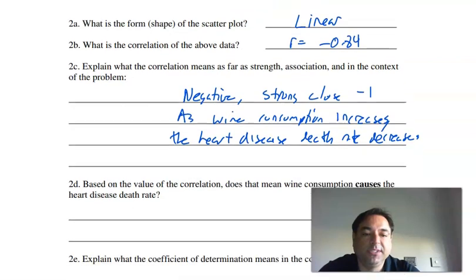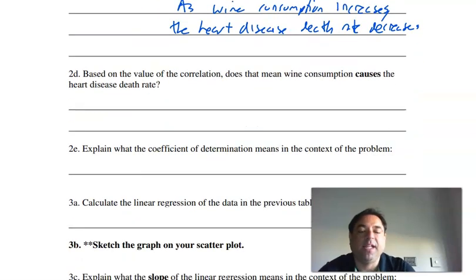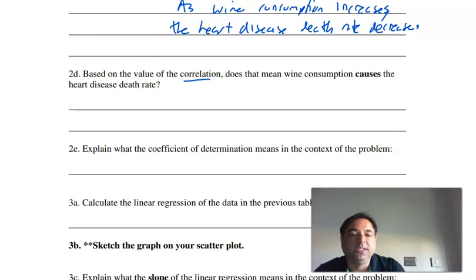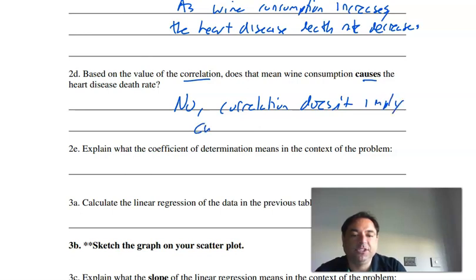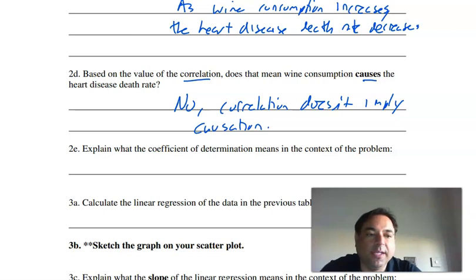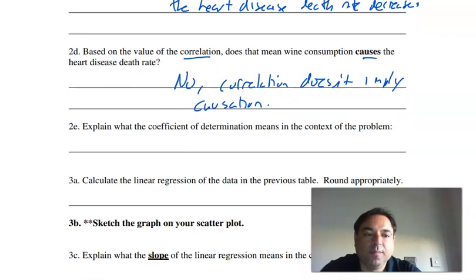So the next question says, based on the value of the correlation, does that mean wine consumption causes heart disease death rate? Now remember, correlation doesn't imply causation. Okay, just because they look like or they're correlated doesn't mean one caused the other one.